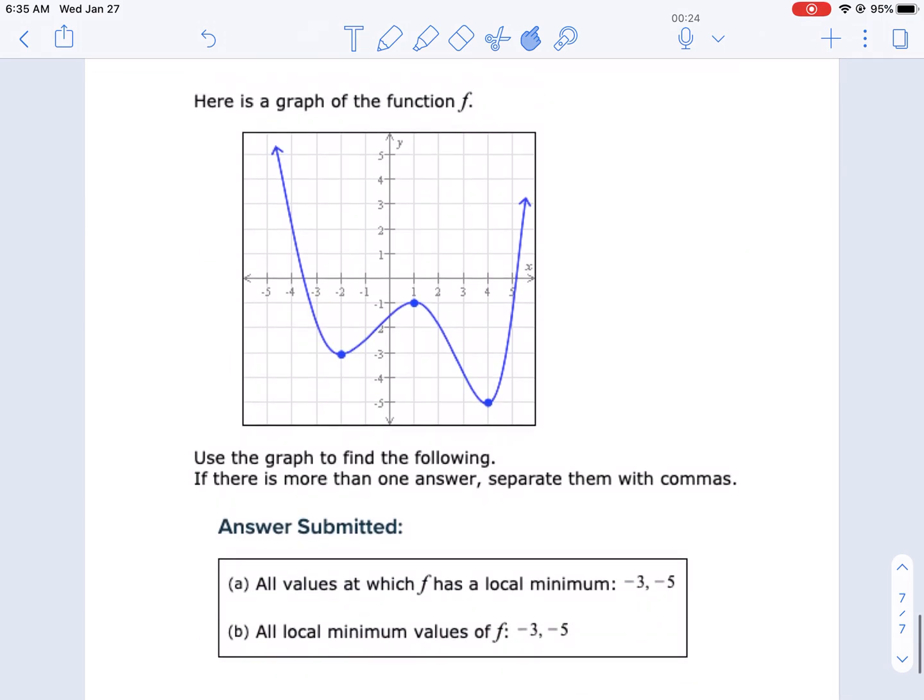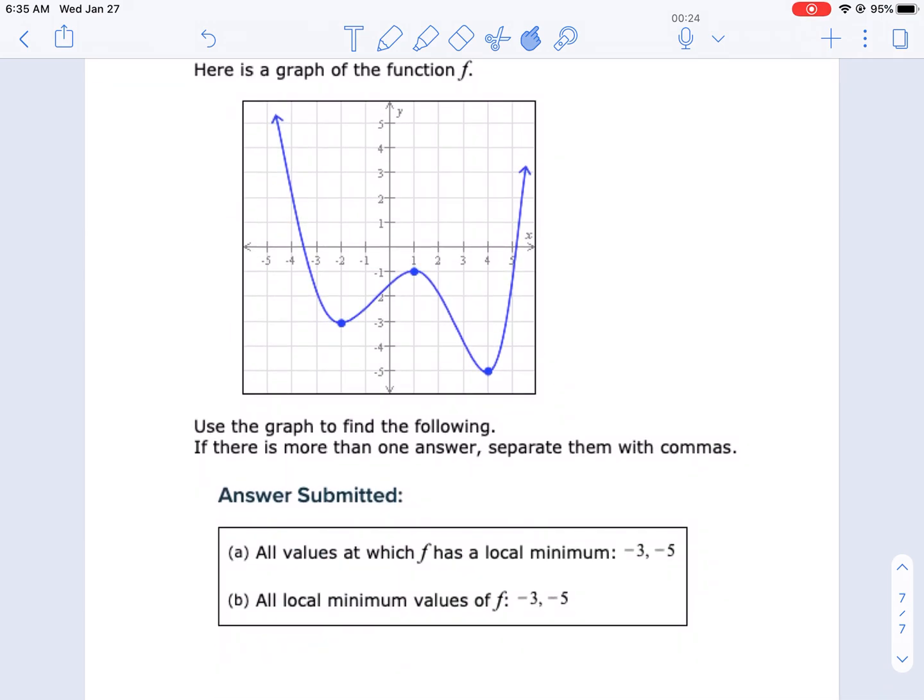And here's the last question. I think it's more of a reading question than it is a math question. Part A, all values at which f has a local maximum. When I say all values at which f, that means I'm looking for the x values. You gave me the y values. You gave me the same answer as B. So the two x values for the local maximum are when x is -2 and when x is 4. So it should have been -2 and 4 for the first one. You had the second one right.